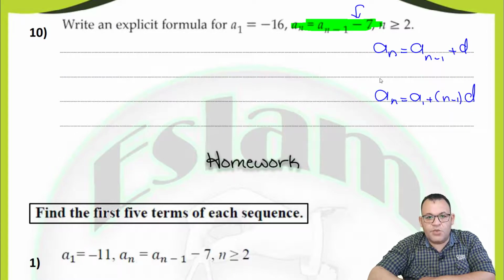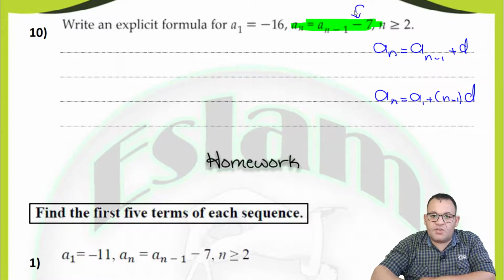What is the difference between them? The first one is defined by the recursive formula. When I ask you to write the recursive formula, you have to write an equals an minus 1 plus d, and that depends on the previous term. To find the explicit formula, it will be an equals a1 plus n minus 1 times d. So at first, we are talking about an arithmetic sequence.